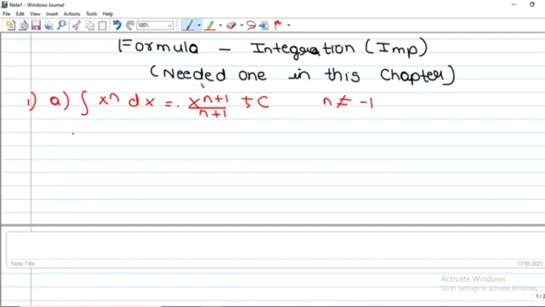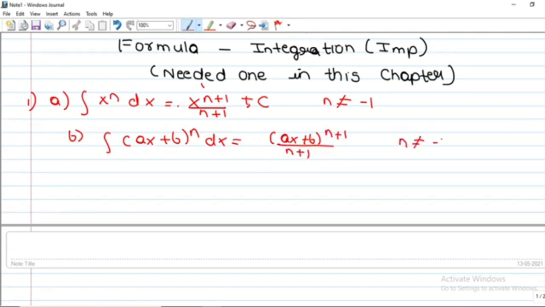Now just see this application of it. Integral of (ax plus b) power n dx will be what? It will be nothing but (ax plus b) power n plus 1 the whole upon n plus 1 plus c. And here n should not be equal to minus 1, and plus c will appear.